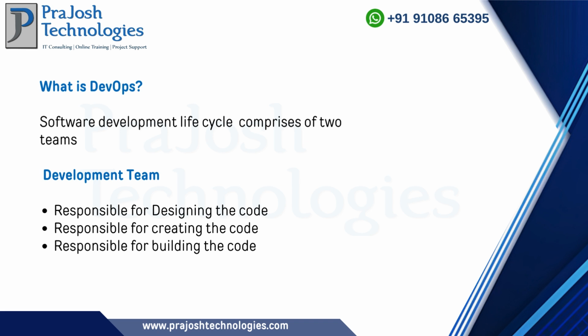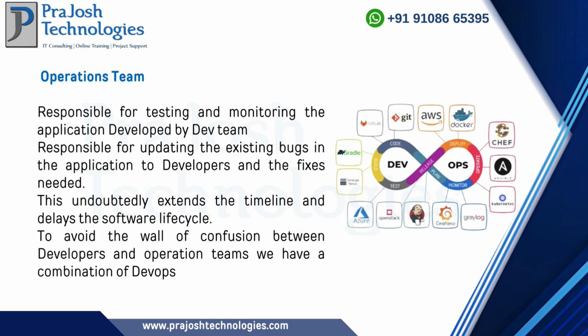So we all know that service delivery or SDLC, software development lifecycle, comprises of two teams. They are the development team and the operations team. The main responsibilities of the development team comprise designing the code, creating the code, and building the code.